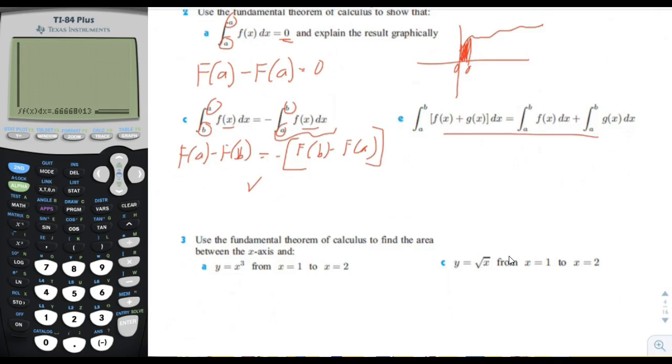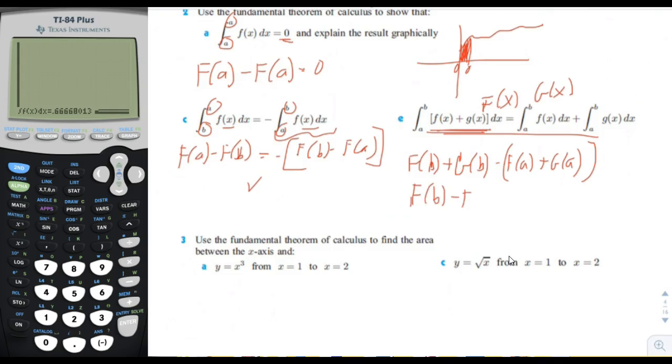Remember, we have the two antiderivatives F of x, G of x, right? And so basically the fundamental theorem of calculus tells us that this would be F of b plus G of b minus F of a plus G of a. And we could regroup this. We could put F of b minus F of a plus G of b minus G of a. And if we regroup it like that, then we could rewrite it as two integrals. The first integral being f of x, and the second integral being g of x. And then basically what we've done is written it like that, right?